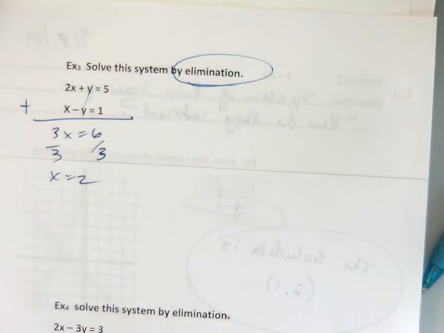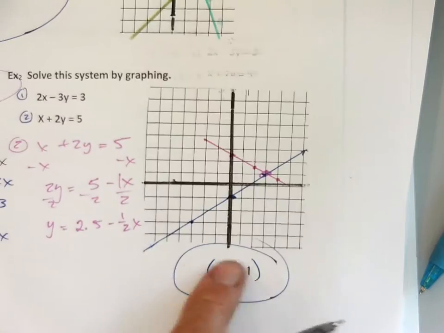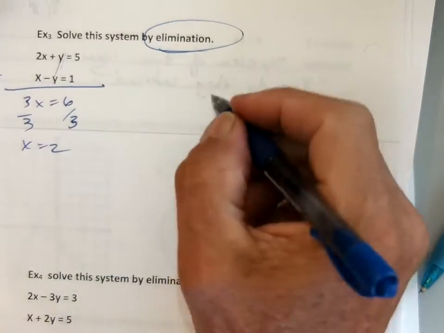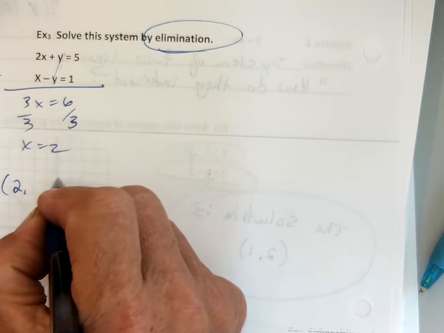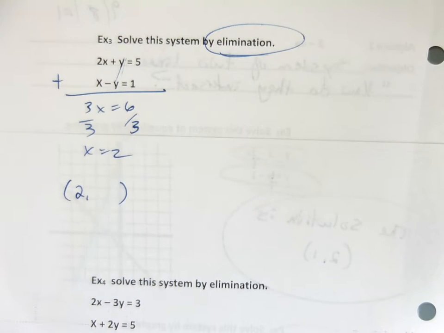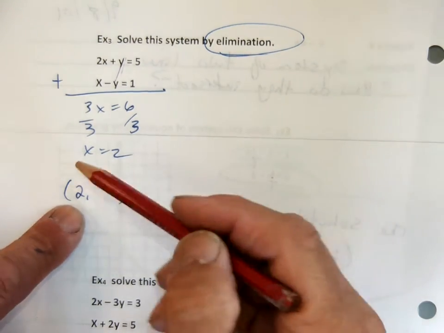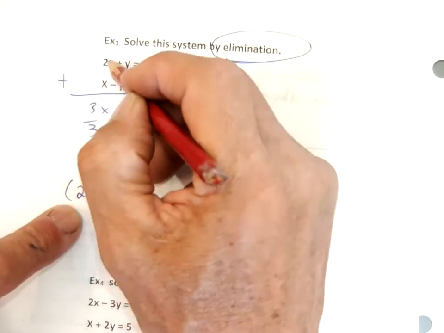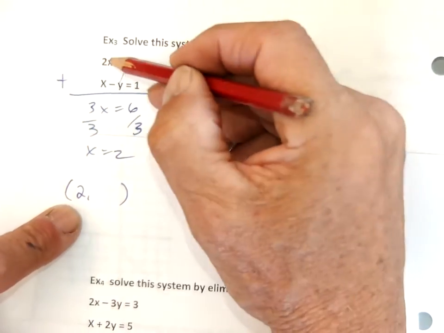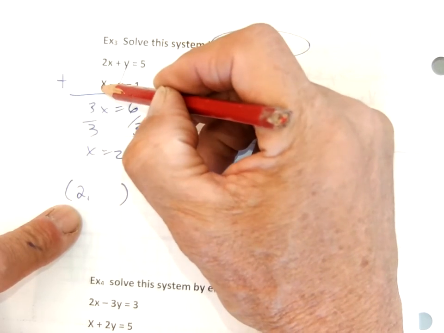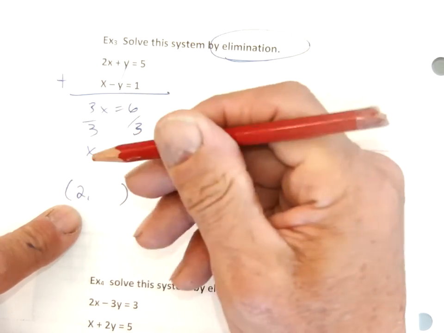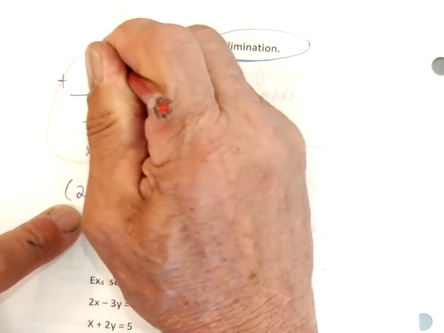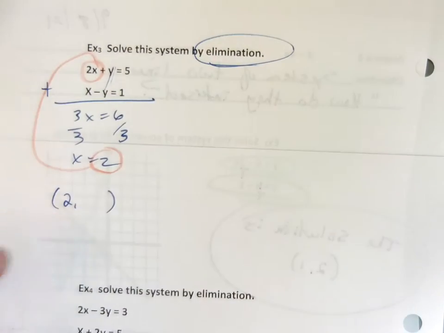Now that's only part of the answer, because what we're looking for are points. So I have 2, something, and I need to know the something. To find the corresponding y value, let's plug x equals 2 into either equation. It does not matter. Just for convenience, I'm going to plug it into the first equation, and then I can find out what y is.